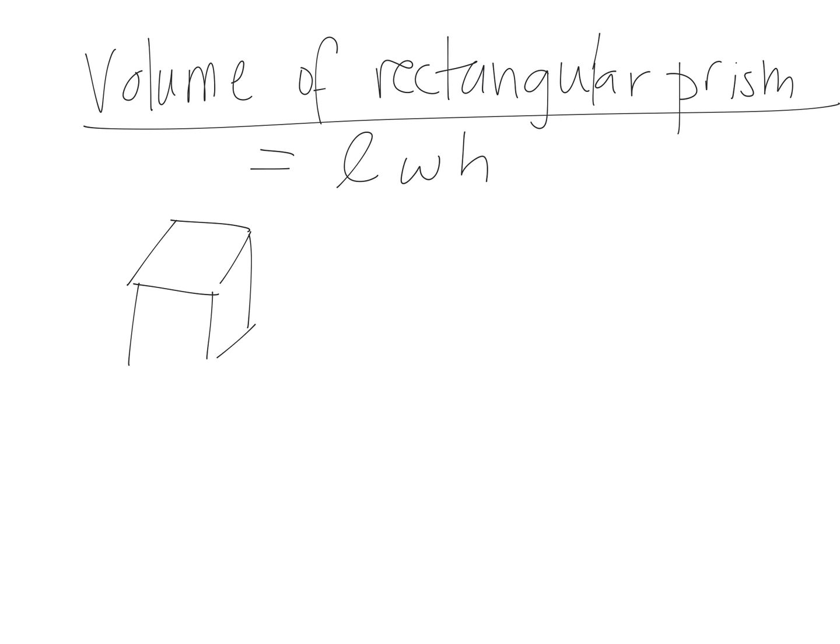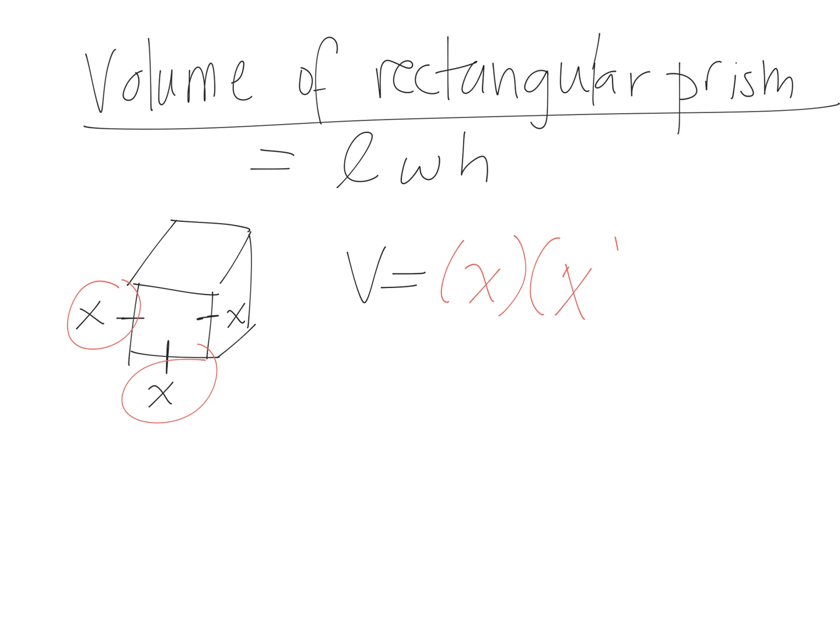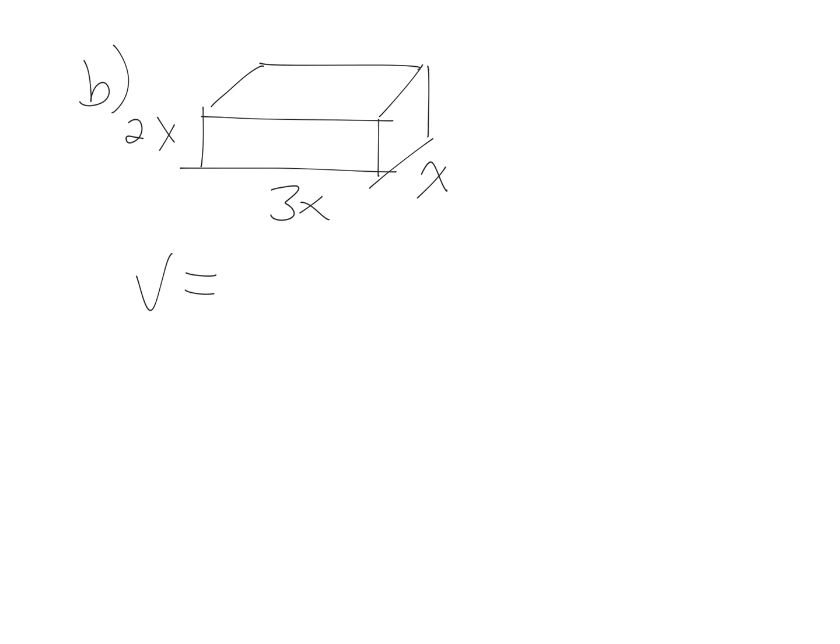So the first one is actually a cube. The length is x, the width is x, and the height is x. Volume equals the length times the width times, what's the height? x. So what is this simplified? x to the power of? 3. Good. That's it. x to the power of 3. That's the answer.